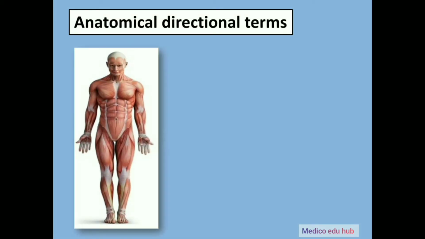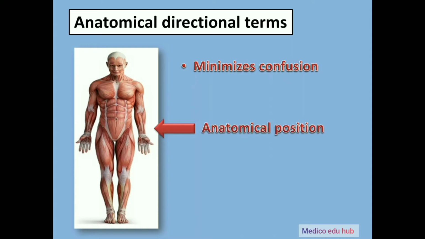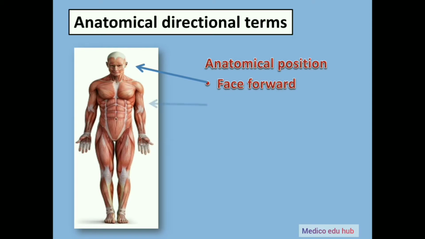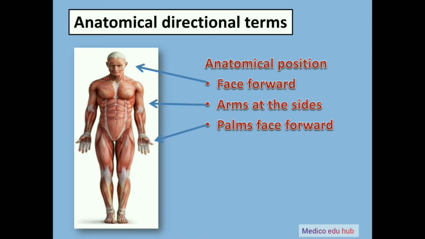A directional language of anatomy exists in order to minimize confusion when discussing areas or a specific position on the body. The directional language or terminology is used in reference to anatomical position. The anatomical position is when a person stands erect, face pointing forward, arms at the side, palms facing forward, and feet also pointing forward. If everyone is looking at the body in the exact same position, there will be less confusion when discussing anything related to anatomy.